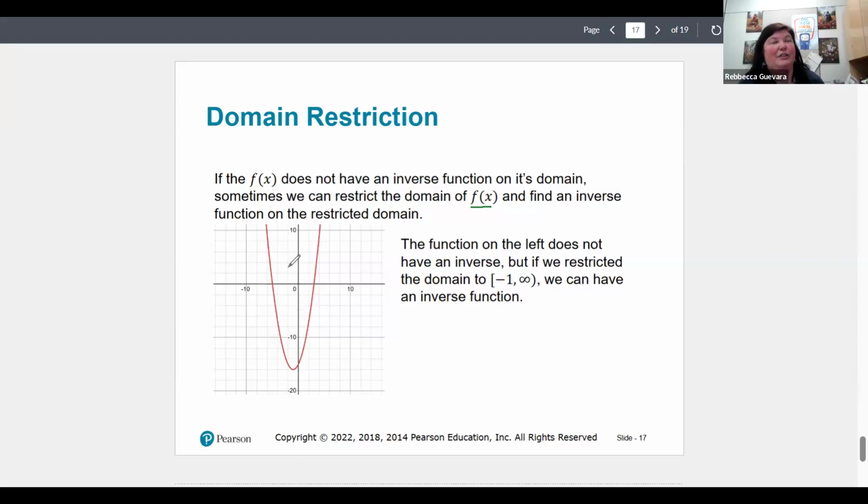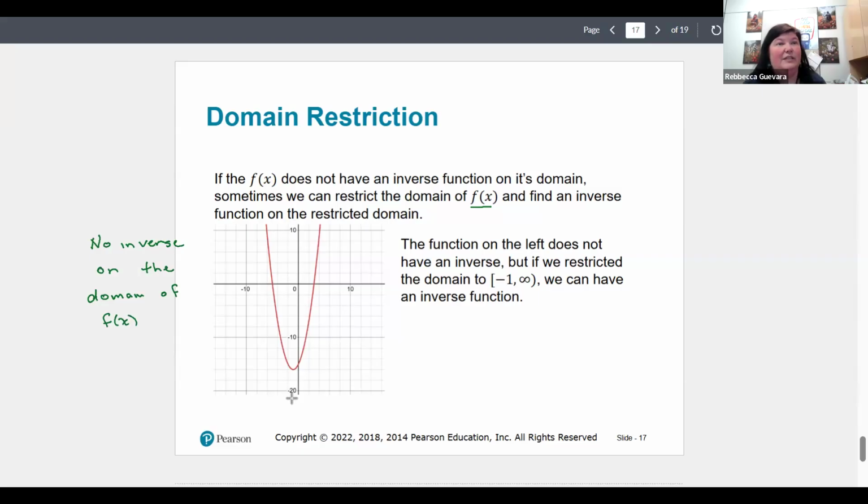So we saw this graph earlier. This was on the last slide. This one was said to not have an inverse function. So we have no inverse function on the domain of f(x). However, I could restrict the domain.